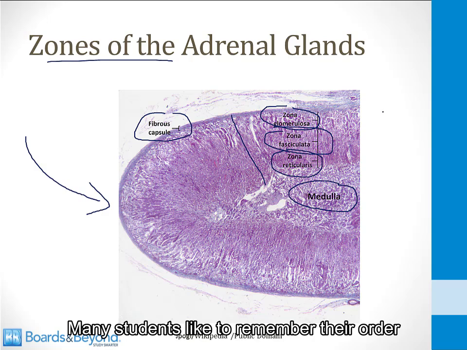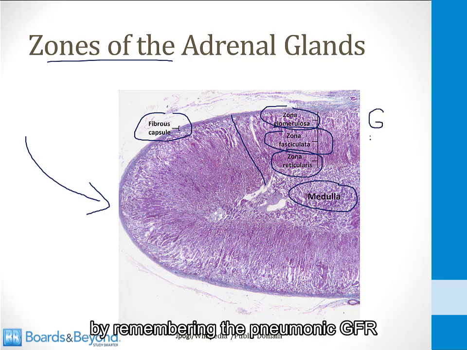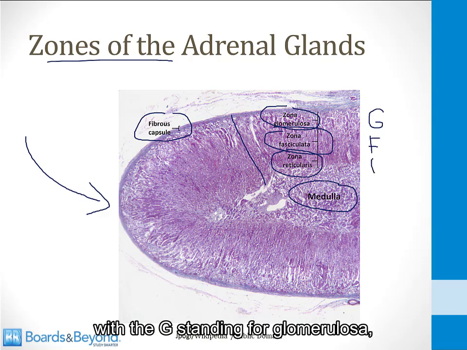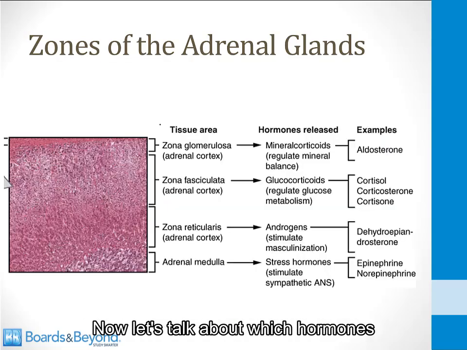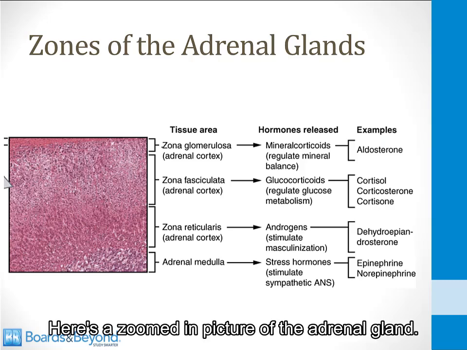Many students like to remember their order by remembering the mnemonic GFR, with the G standing for glomerulosa, the F for fasciculata, and the R for reticularis. Now let's talk about which hormones are made by each layer. Here's a zoomed in picture of the adrenal gland.